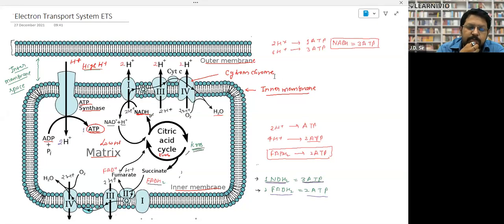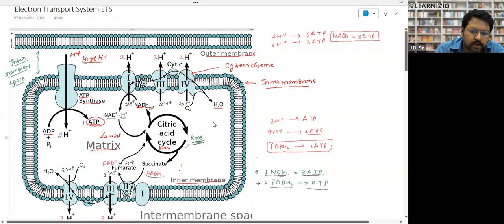Look, the electron transport we studied in the chloroplast: the chloroplast was also a double membrane structure, and the mitochondria is also double membrane. Try to understand carefully.